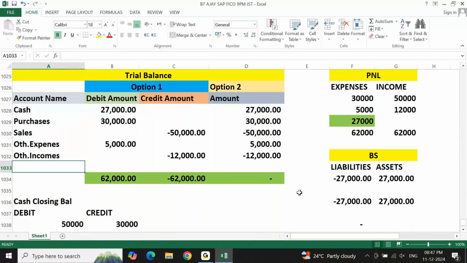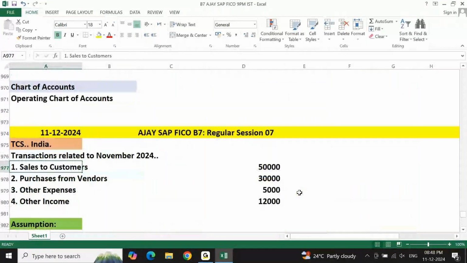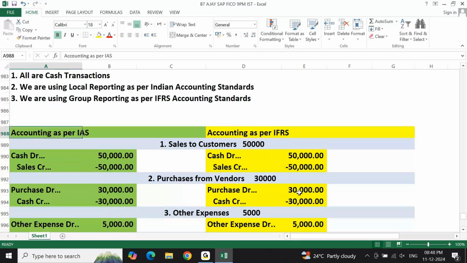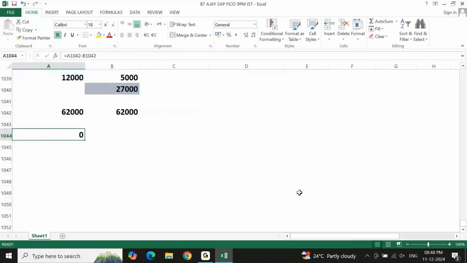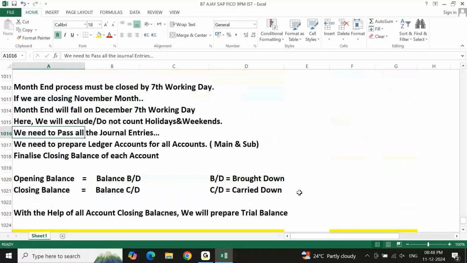Right? Next thing, what we will do: on the top, I have listed some points here. I have listed accounting as per IAS. I have listed accounting as per IFRS. But so far, whatever we did is purely based on manual accounting. The same manual accounting, in the next session, I'll convert into SAP accounting.